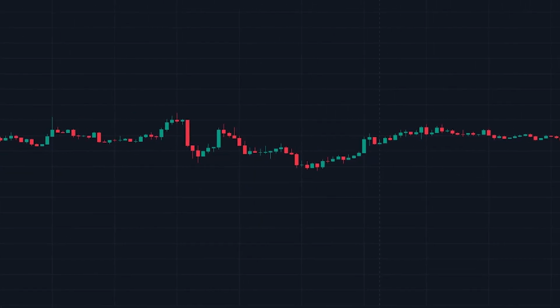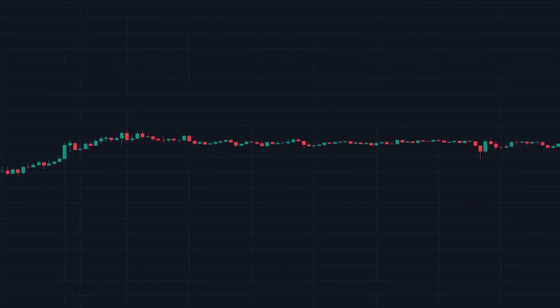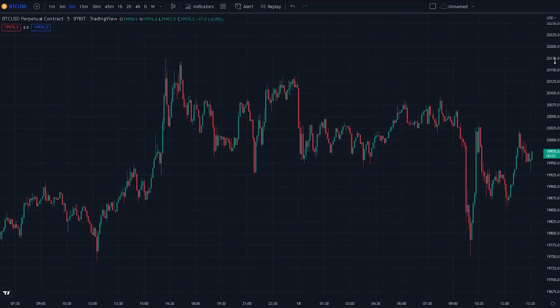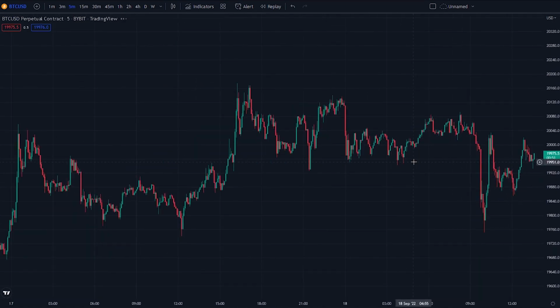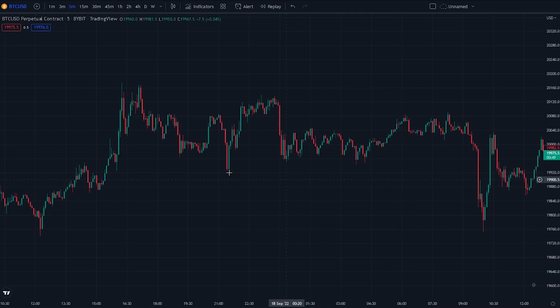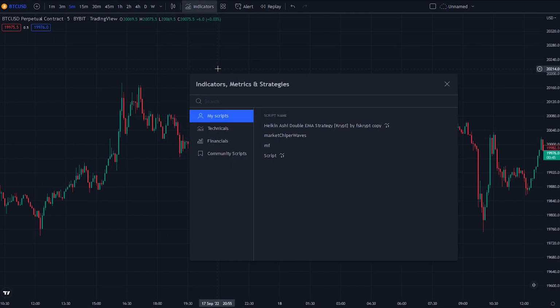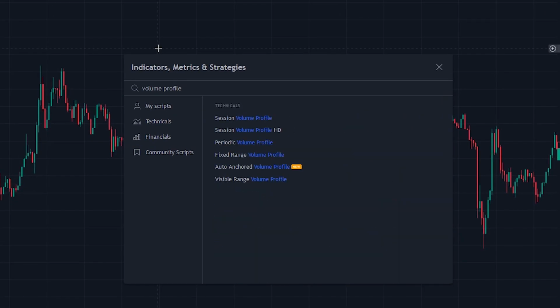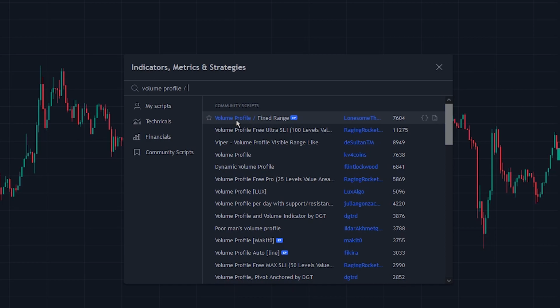Now let's add the indicators to the chart. First, head over to TradingView and select the asset that you will be trading on. Like I said previously, this strategy works on any trend-respecting asset that has enough liquidity for you to trade on. Now head over to the Indicator Search tab and search for the Volume Profile/Fixed Range Indicator. Select the indicator made by Lonesome.